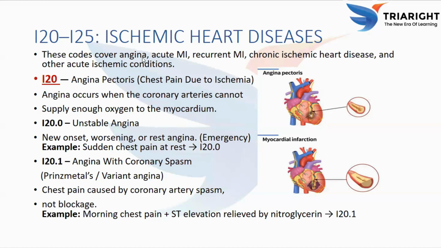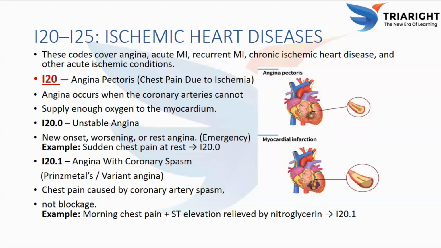And next, I22 to I25 category codes which describe the ischemic heart diseases. So what are these diseases? These ICD-10 codes cover heart conditions caused by reduced blood supply. Ischemia is nothing but reduced blood supply to the myocardium due to narrowing or blockage of the coronary arteries. So what does this include? It includes angina pectoris, nothing but chest pain, myocardial infarction, heart attack, and also chronic ischemic heart disease.